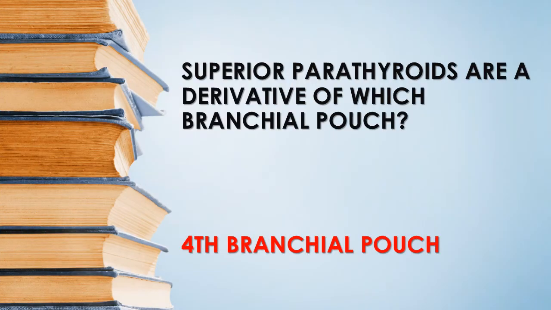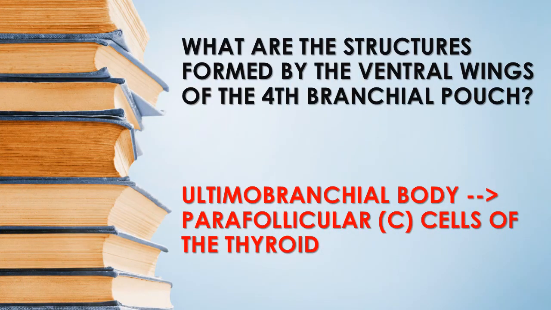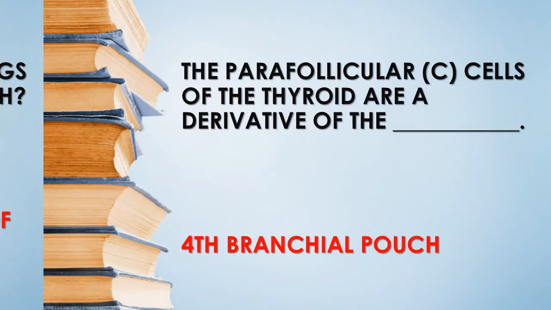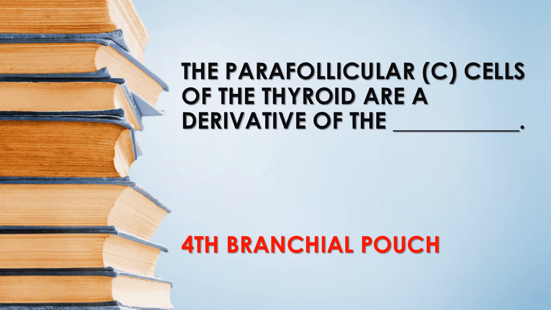Superior parathyroids are a derivative of which bronchial pouch? Fourth bronchial pouch. What are the structures formed by the ventral wings of the fourth bronchial pouch? Ultimobranchial body to parafollicular C cells of the thyroid. The parafollicular C cells of the thyroid are a derivative of the fourth bronchial pouch.